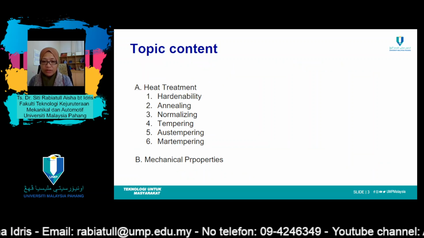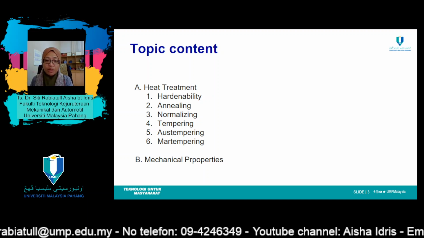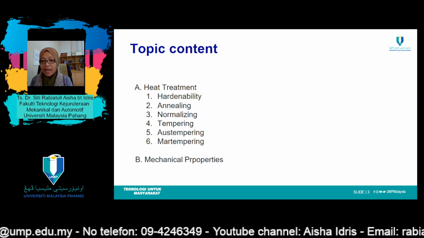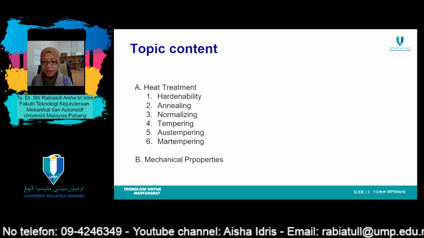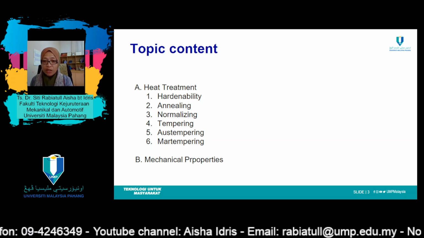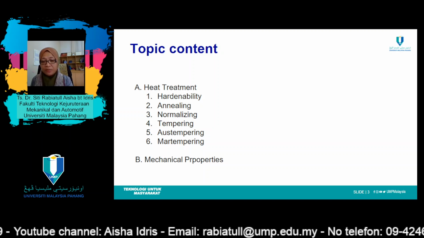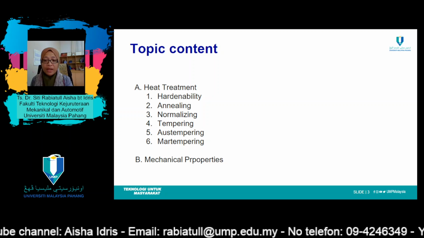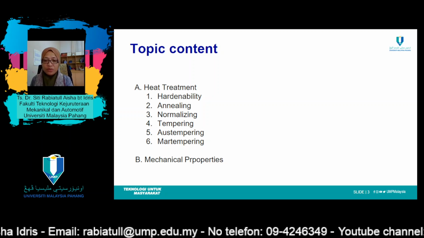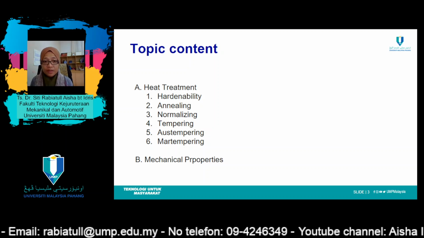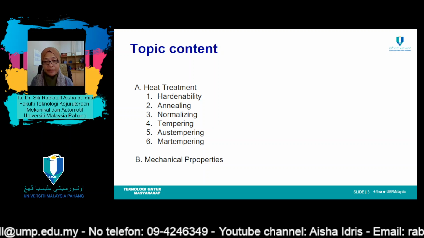As for the topic content, these are the things that we are going to learn for today. Number one is heat treatment, which includes hardenability, annealing, normalizing, tempering, austempering and martempering, which we are going to look at, on what are the processes involved and its effects towards microstructure. Number two, we are going to look at the mechanical properties, whereby a different structure or phases produced will have different mechanical properties.